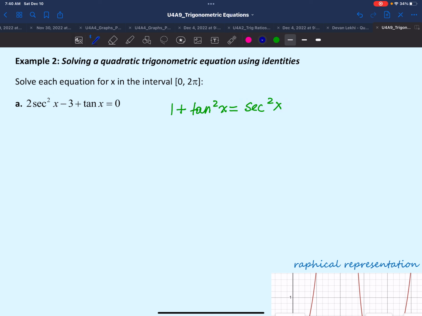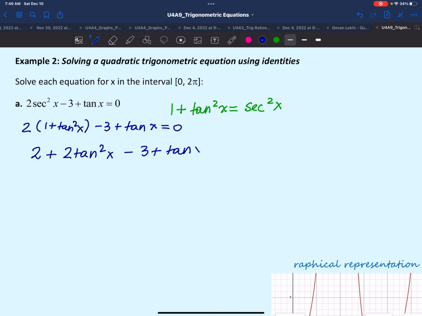Now remember that 1 plus tan squared x is in binomial form, which means that we need to keep it inside the brackets to ensure that we're multiplying by 2 the entire expression that represents secant squared. So 1 plus tan squared x here, and the rest of the expression is as is, equals 0. Now let's expand and simplify. So 2 times 1, 2 times tan squared x will give 2 plus 2 tan squared x, and then we have minus 3, and then plus tan x equals 0.